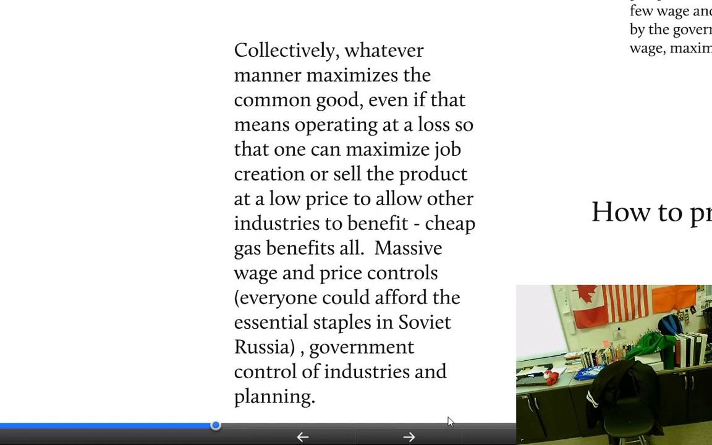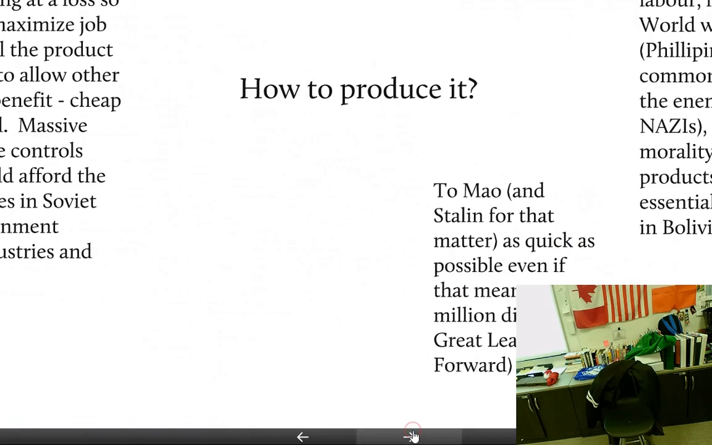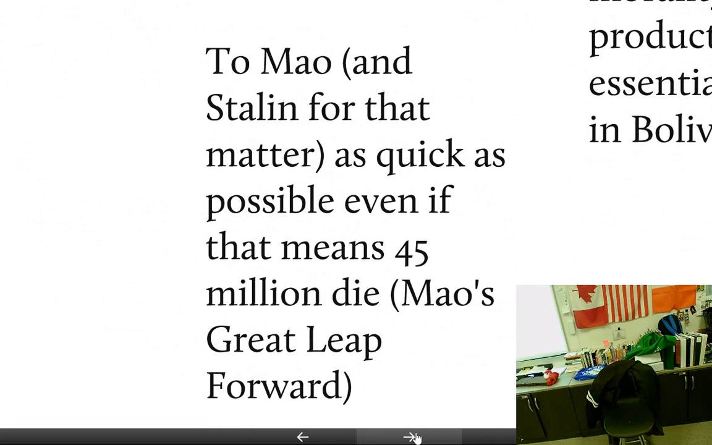You go to Paris and there's affordable bread because they don't want people to get violent and cut off the heads of the leaders. All right, we should just move on past that. For now, how do we produce this? As quick as possible. If that means 45 million people die, 45 million people die. Great Leap Forward. That's communism. So during Mao's Great Leap Forward, millions of people die in these massive projects like building dams because he felt an urgency to prove China to the rest of the world and to accomplish these great things.